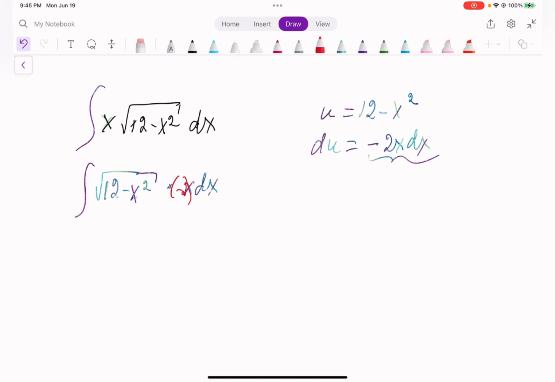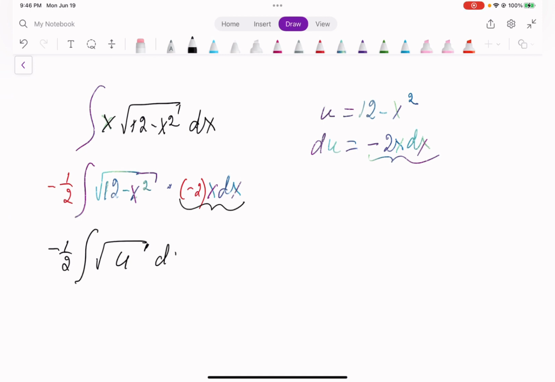Oh, doesn't look good. I'll do it this way. Multiply by negative 2, which means here it's going to be negative 1 over 2, so they can cancel each other, right? Okay, and let's see what we are going to get. We are going to get negative 1/2 times the integral of the square root of 12 minus x squared, which is the square root of u, and this piece is going to be du.